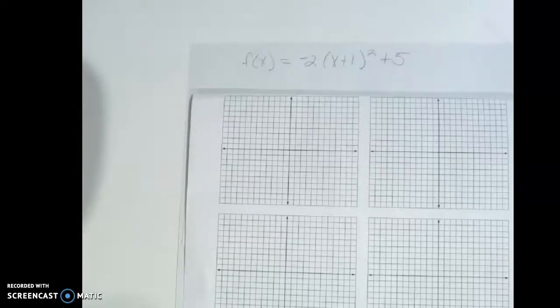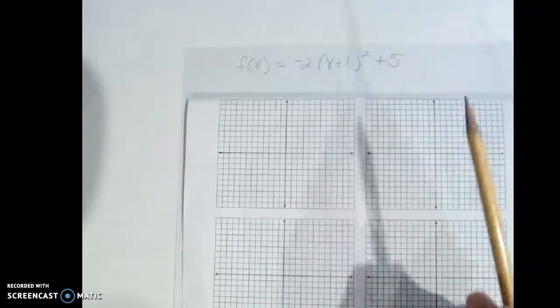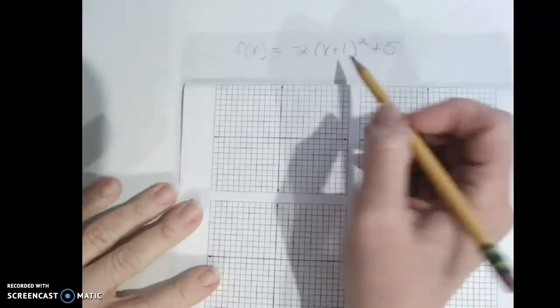We are continuing on with the vertex form of quadratic functions. So now I'm going to see how we can use this to fairly quickly graph it instead of just plotting a whole bunch of points. So here I see that this is in vertex form. I can tell where the vertex is.